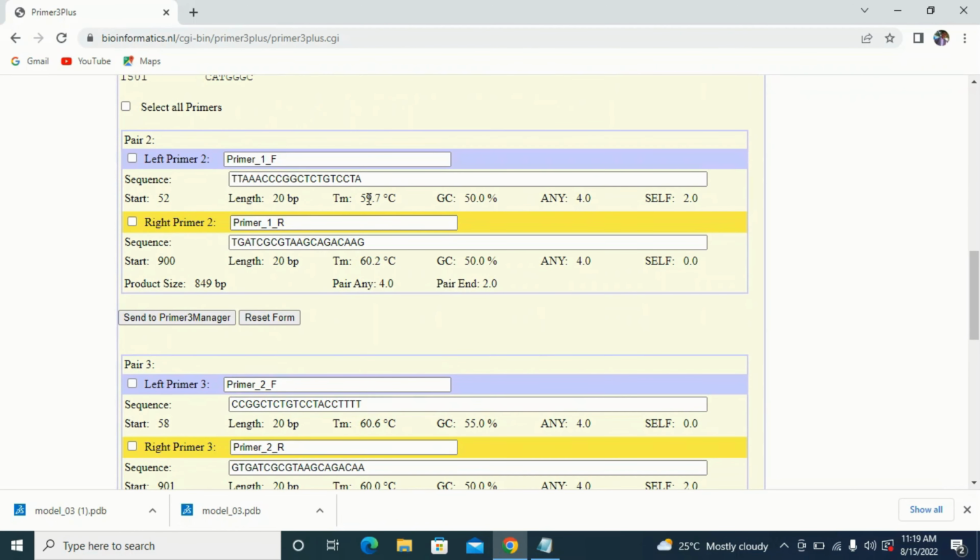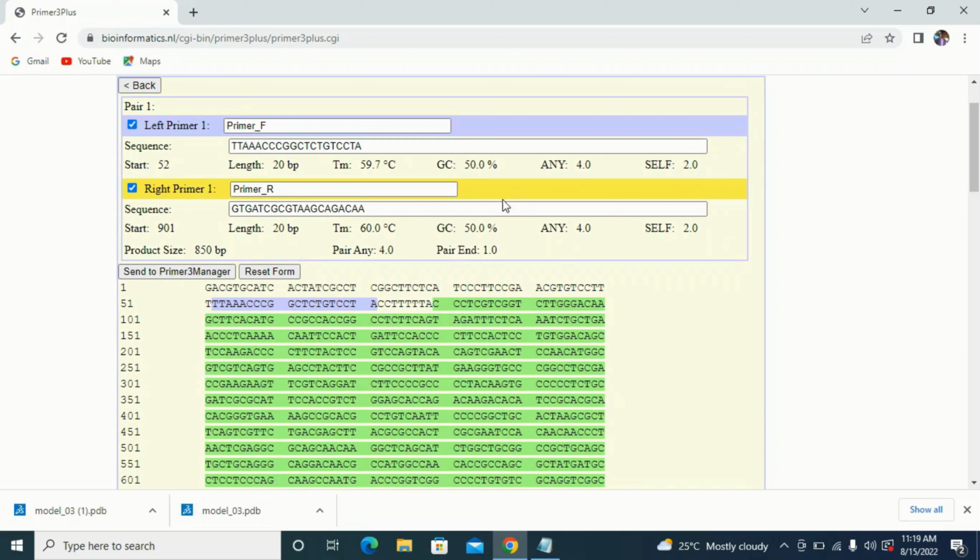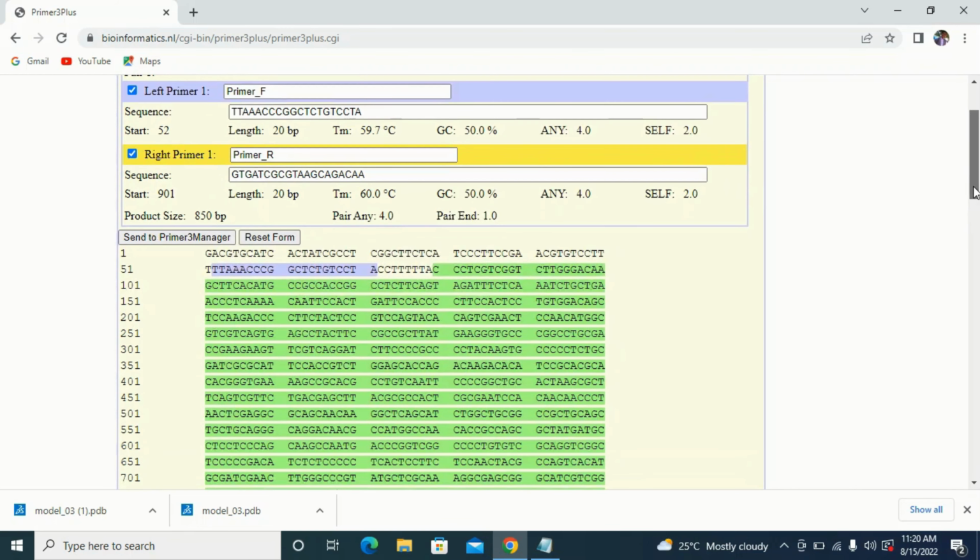The melting temperature here is 59.7 and 60.2, whereas the one they chose as the best has 59.7 and 60.0. So you consider the base length, you consider the melting temperature, you consider the GC to AT ratio, and you also consider, sometimes, the self values also matter. This is how we were able to pick our primer.